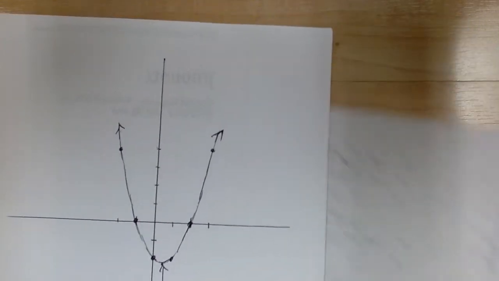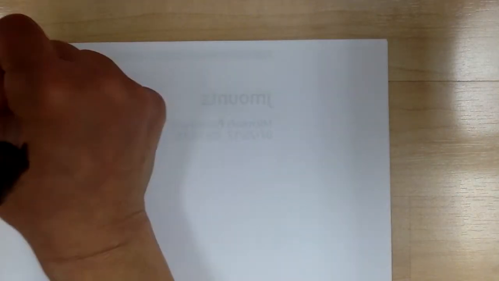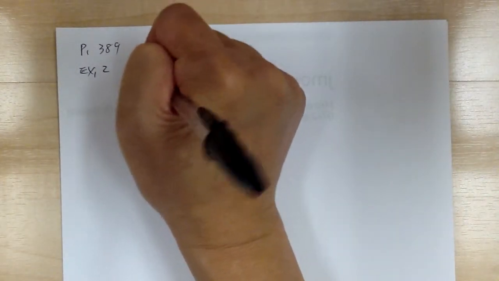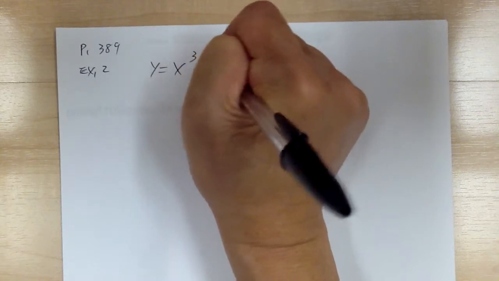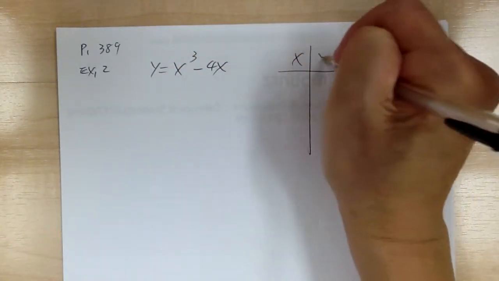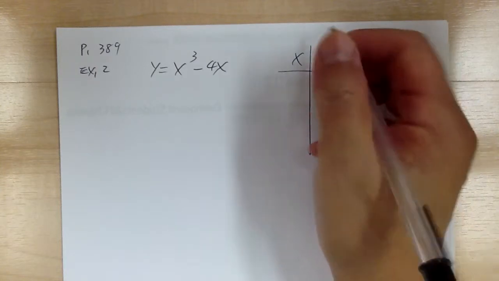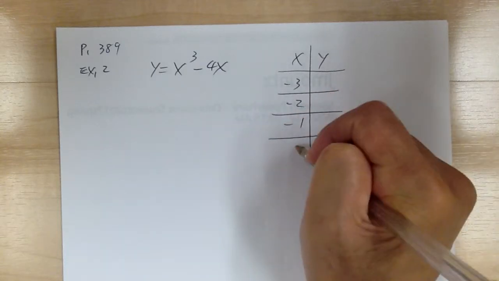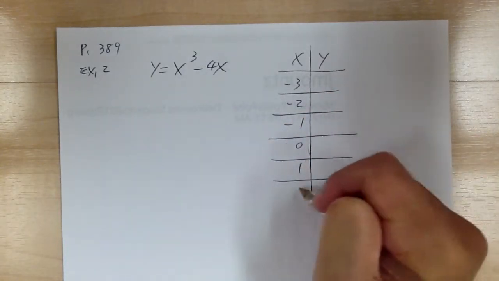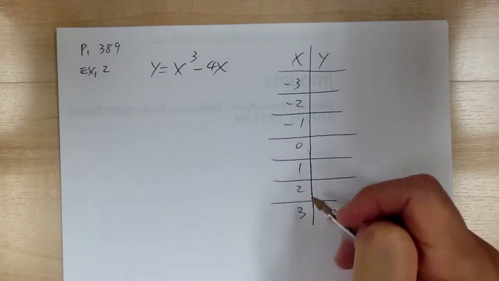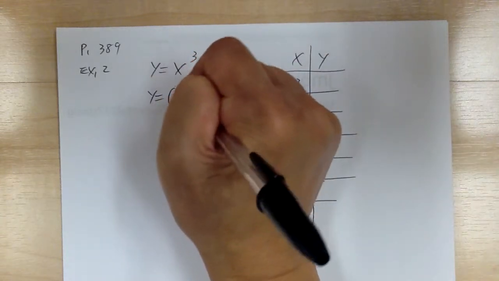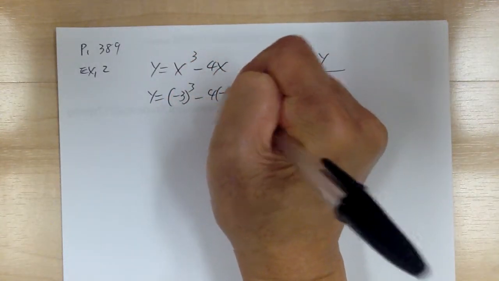Okay, let's go to example 2. Okay, you want to graph y equal to x cubed minus 4x. So again, you do the same thing. You make the table x and the y. And again, if you're not sure, just start with -3, -2, -1, 0, 1, 2, 3. And you just substitute values in this. Again, when you substitute, put in parentheses, then you work it out.